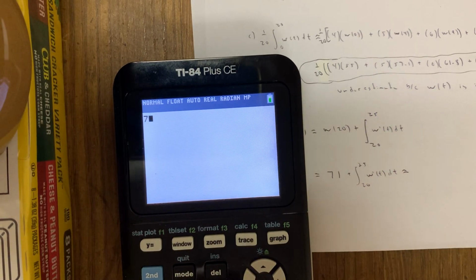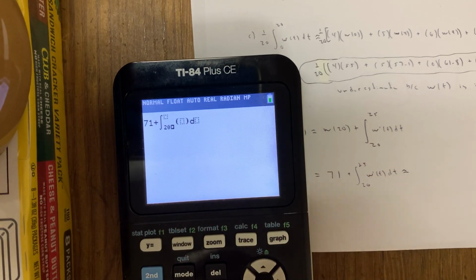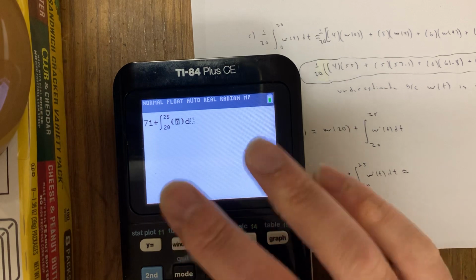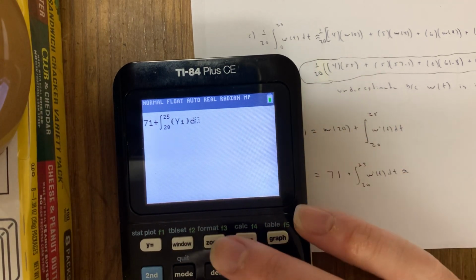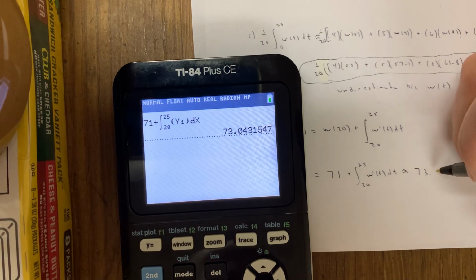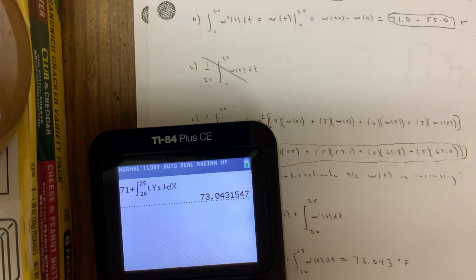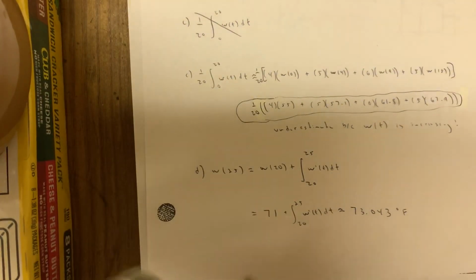Okay, so now I got 71 plus the integral from 20 up to 25 of that function with respect to x. And I get approximately 73.043. And remember, they said, what's the temperature of the water? So you could say degrees Fahrenheit. Technically, if you don't have the units, well, I guess you should. They say temperature. They never say in degrees Fahrenheit. So make sure you have that temperature as well.